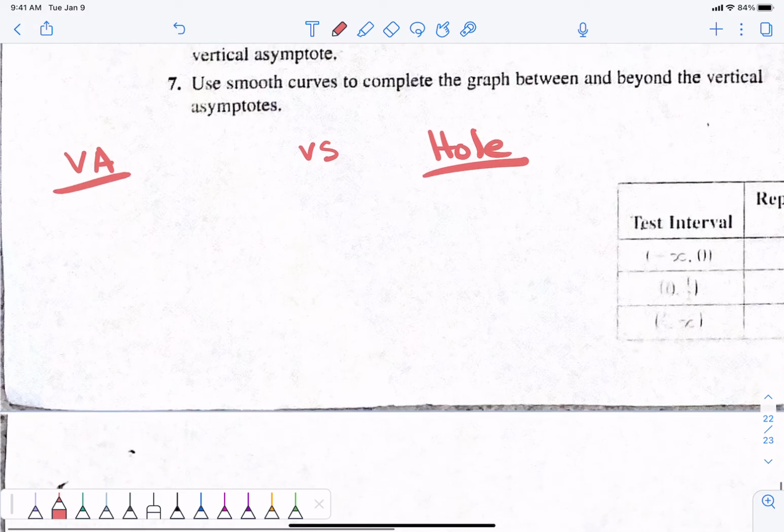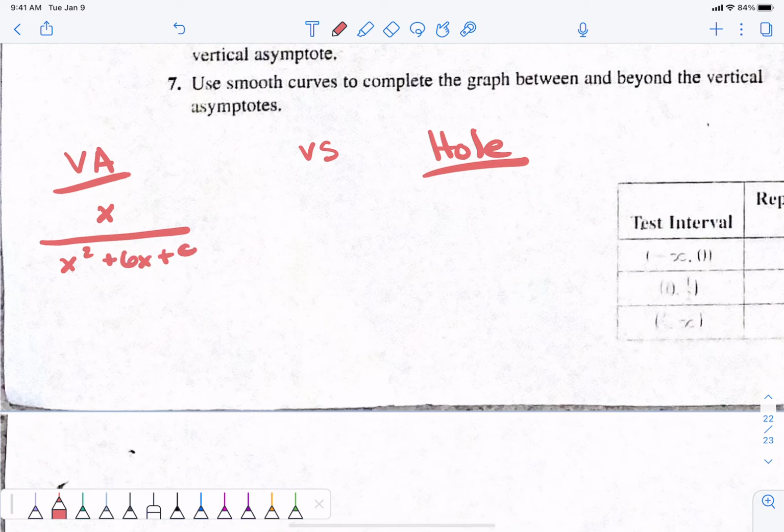I'm going to give you 2 examples, and I'm going to change them just slightly. Let's say I have x over x squared plus 6x plus 8. And then over here, I have x plus 2 over x squared plus 6x plus 8. I just changed it ever so slightly, putting the plus 2 on the top of the second one. VA versus a hole.